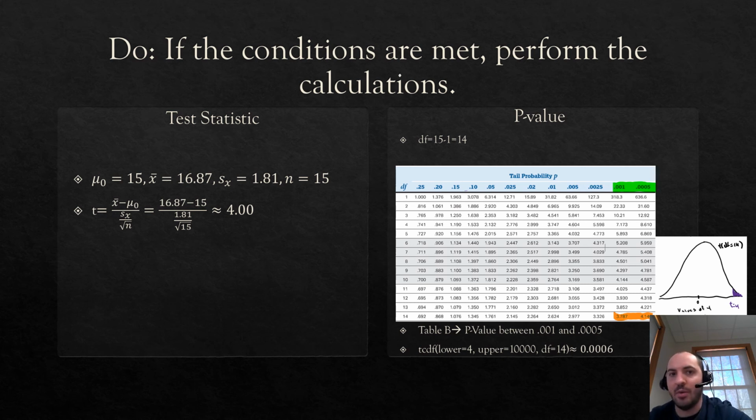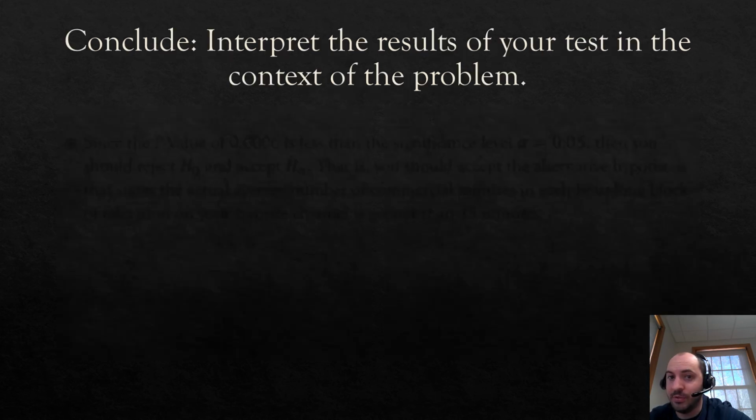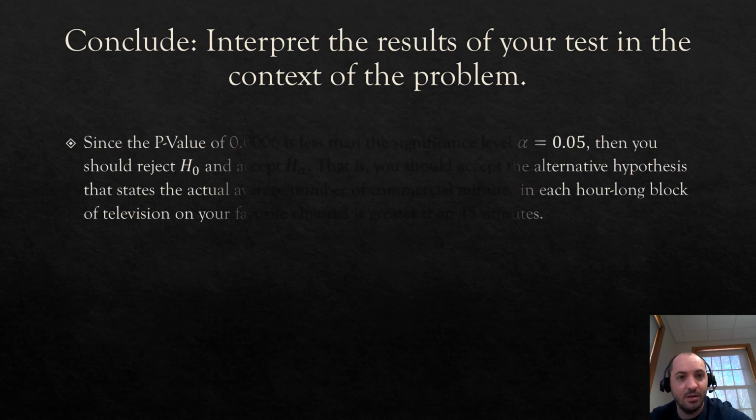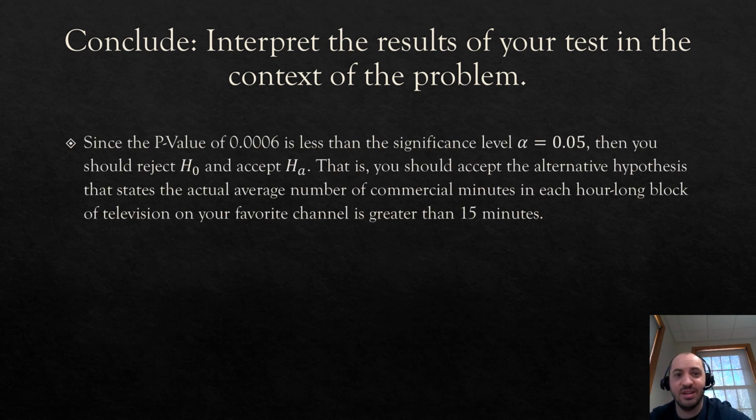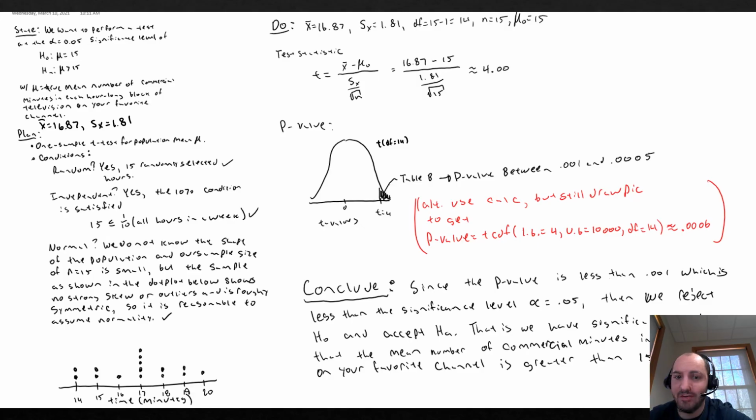Now that we have everything in the do phase, we can go to conclude. Again, we always compare our p-value to our significance level alpha. Since our p-value of 0.0006 is less than the significance level of alpha equal to 0.05, you should reject your null hypothesis and accept the alternative. In the context of our problem, that means we should accept the alternative hypothesis, which states the actual average number of commercial minutes in each hour-long block of television on your favorite channel is greater than 15 minutes. We have substantial evidence to support this.